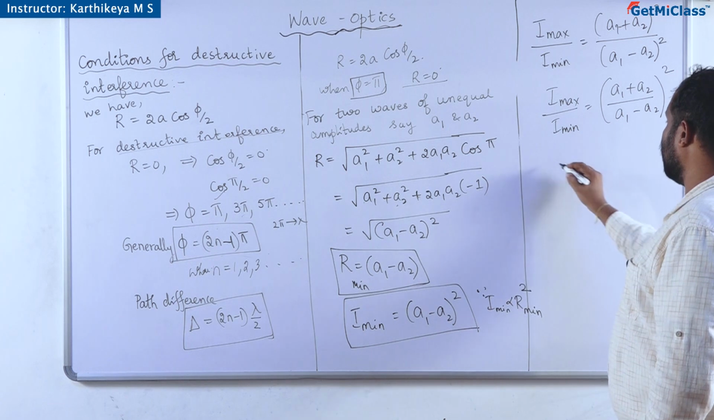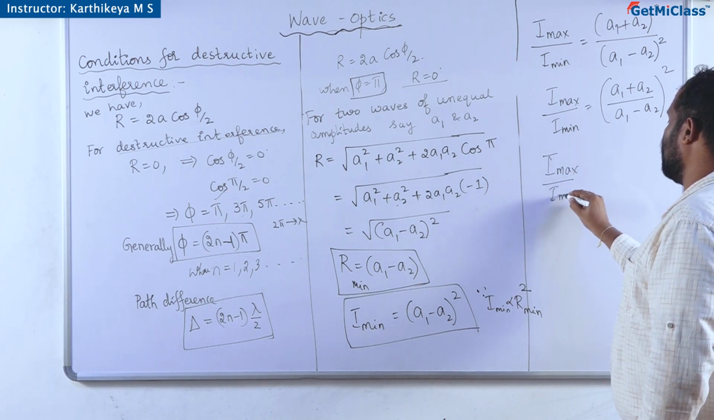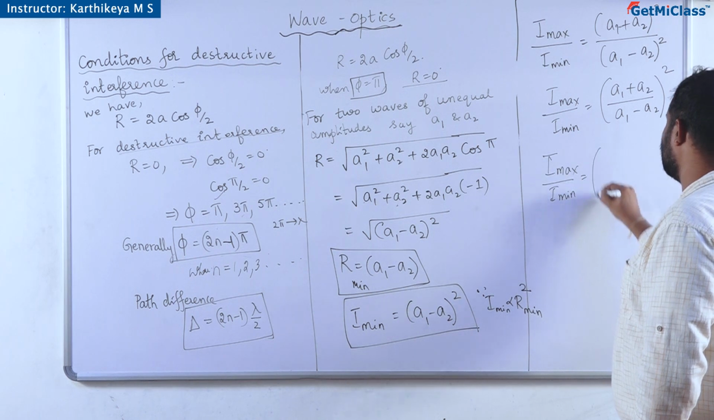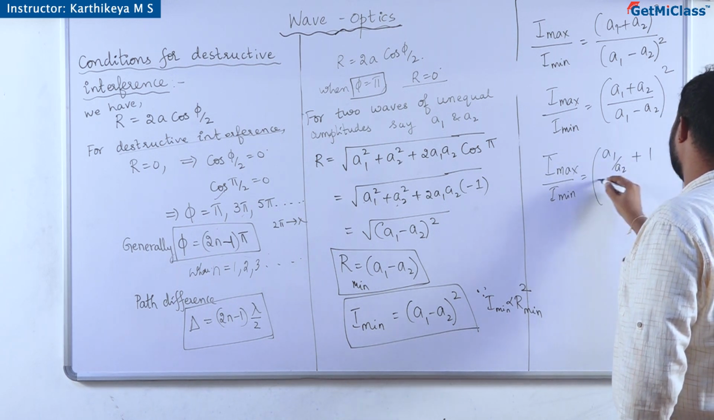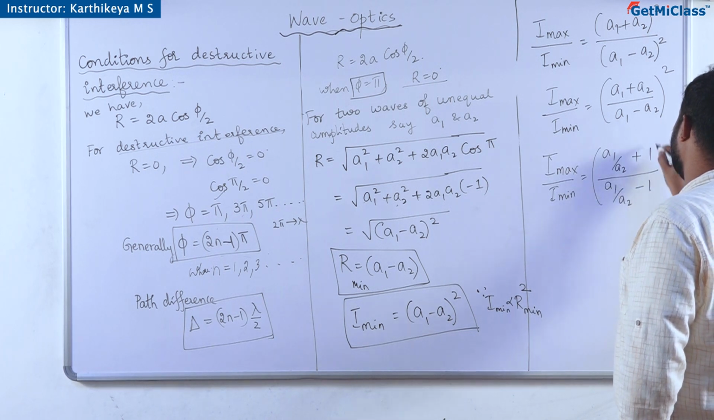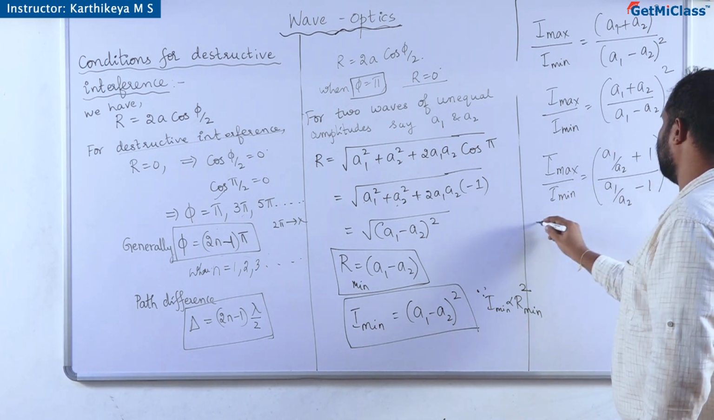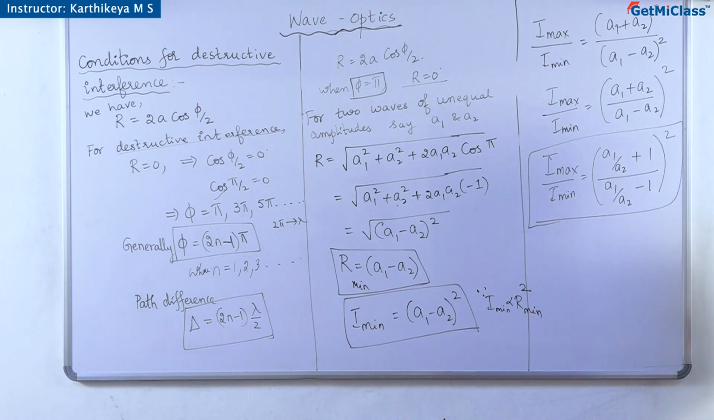So if you keep dividing this by A2, then I max by I minimum is A1 by A2 plus 1 divided by A1 by A2 minus 1 whole square. This is another shortcut formula that we can think of.